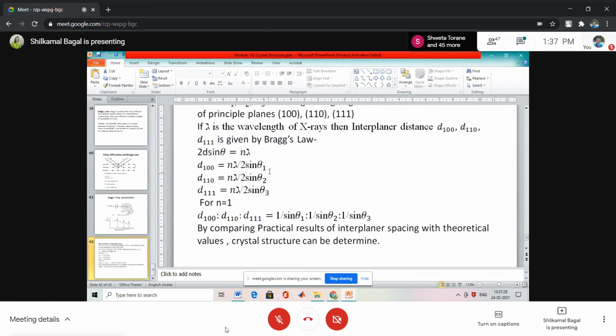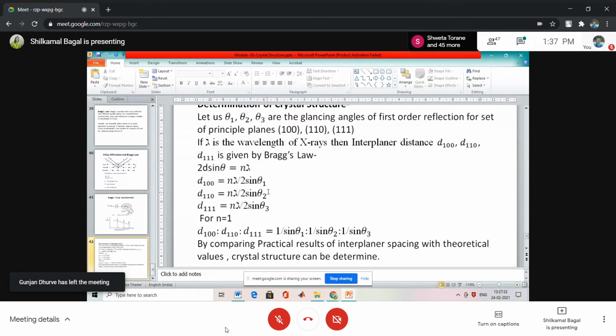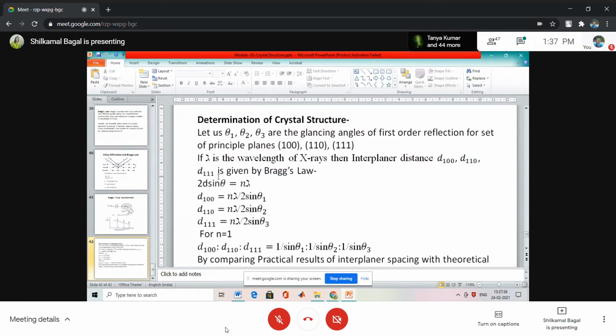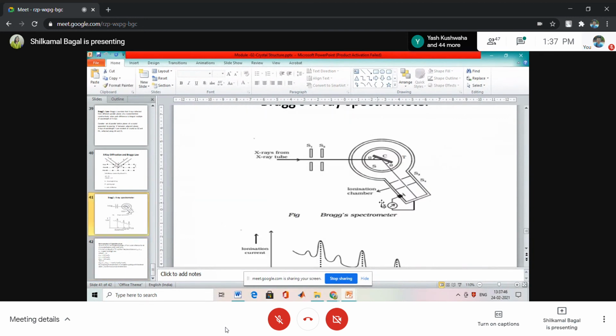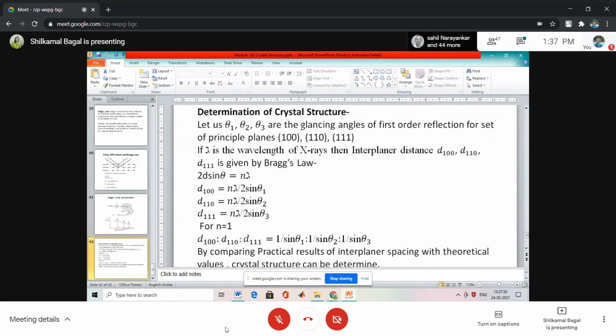See, according to the exam point of view, in your exam, the question is used to ask on this topic. By Bragg's X-ray spectrometer, explain how to determine the crystal structure. So, there you are not supposed to write the construction and working of the spectrometer, but you are supposed to write how to determine the crystal structure.